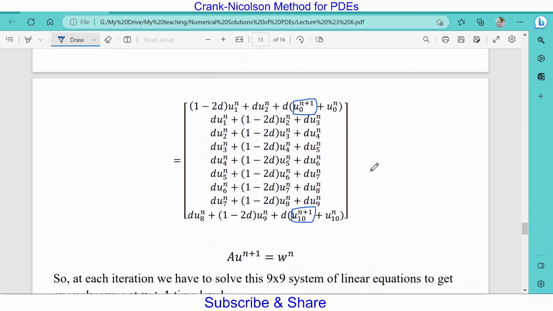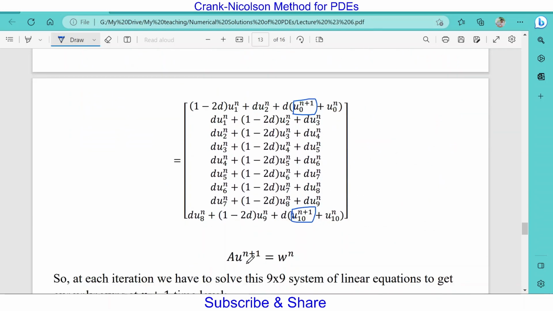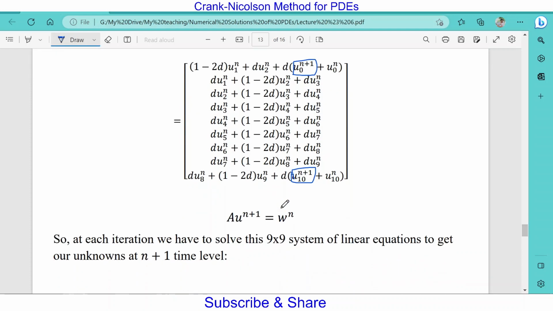If I write this system of linear equations in closed form, it will be A, because this is a coefficient matrix, all these values are known because d is known, and u n plus 1 is the unknown vector, while the right hand side I will call w to the power n. This is also known for the first iteration because of the initial condition, and for the second iteration it is known from the results of the first iteration. Our goal is to solve this system of linear equations.